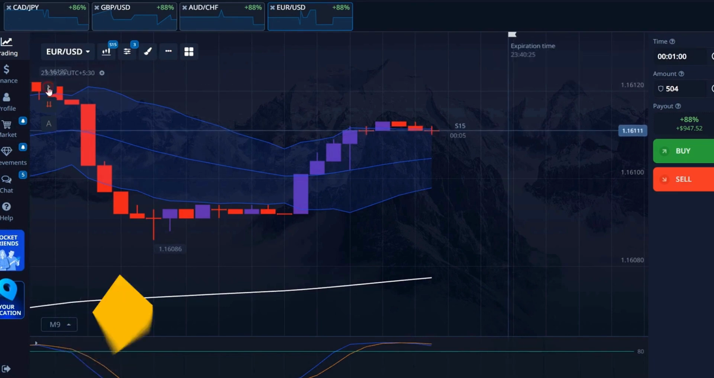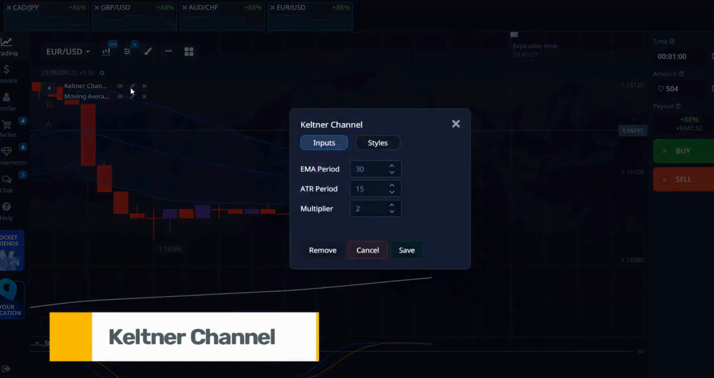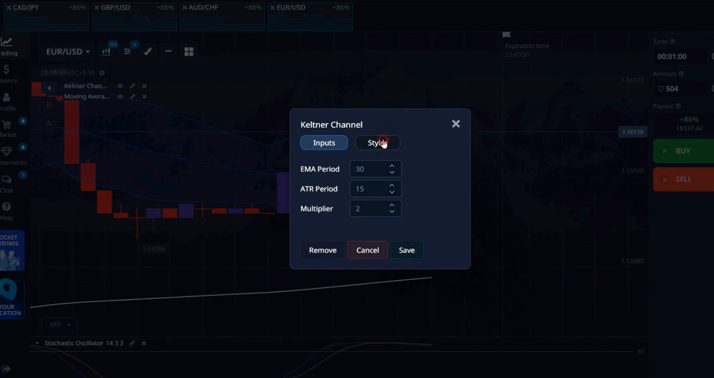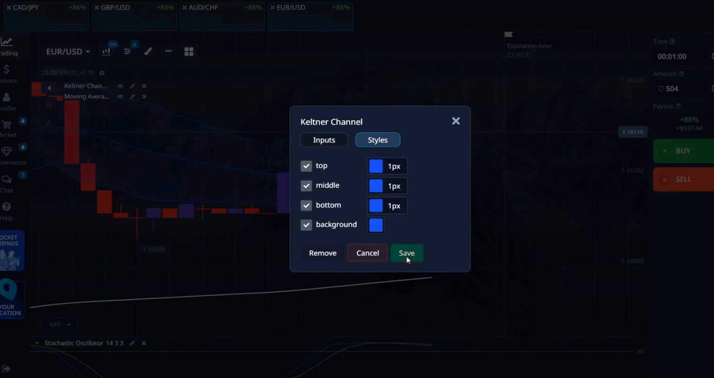Step 1, add the Keltner Channel. EMA period, 30. ATR period, 15. Multiplier, 2. Style it so you can clearly see the upper, middle, and lower bands.